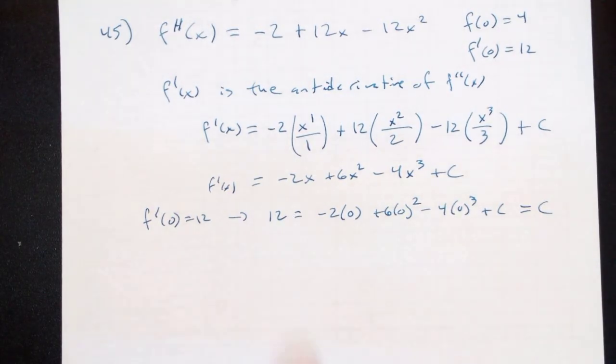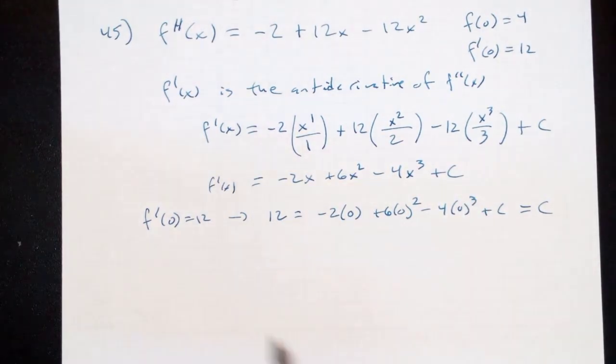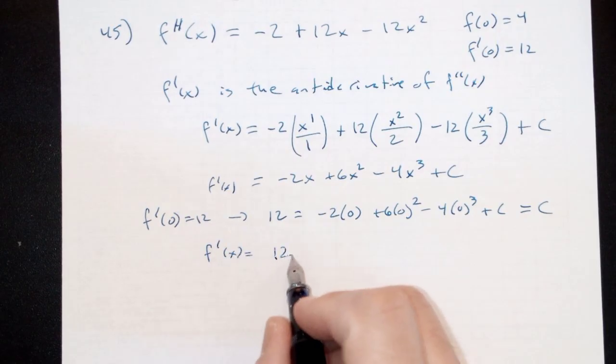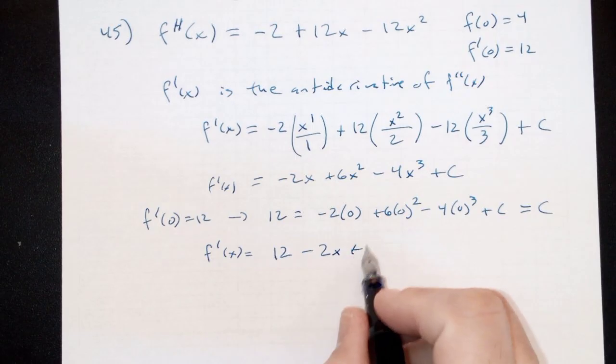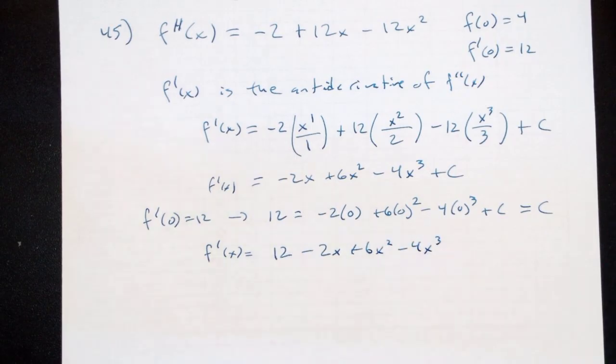Now write out the equation for f prime with the number in place of the c. So let's recopy this thing, but put the value where it goes. You could leave the plus 12 on the right end. I decided to put it on the left end. Again, doesn't matter.